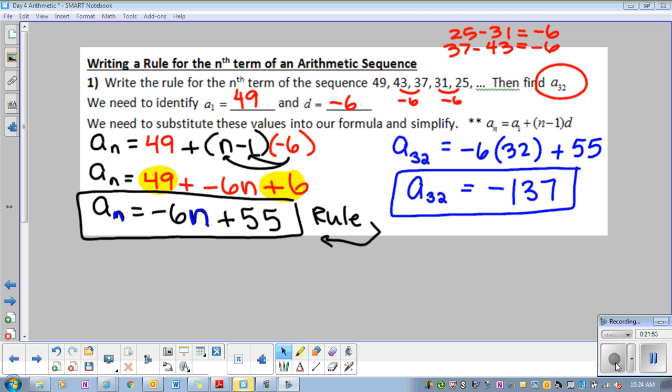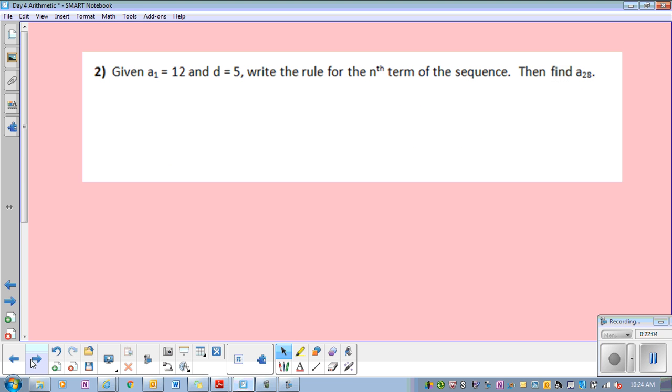Alright, so a sub 32, that means the 32nd number in line is negative 137. Tom, is this what you had? Alright, so let's look at number 2. Number 2 is nice because they didn't even give you a list. They just told you what you need to know. They told you that a sub 1 equals 12 and d equals 5. Let's write the rule. And then we're going to find a sub 28.